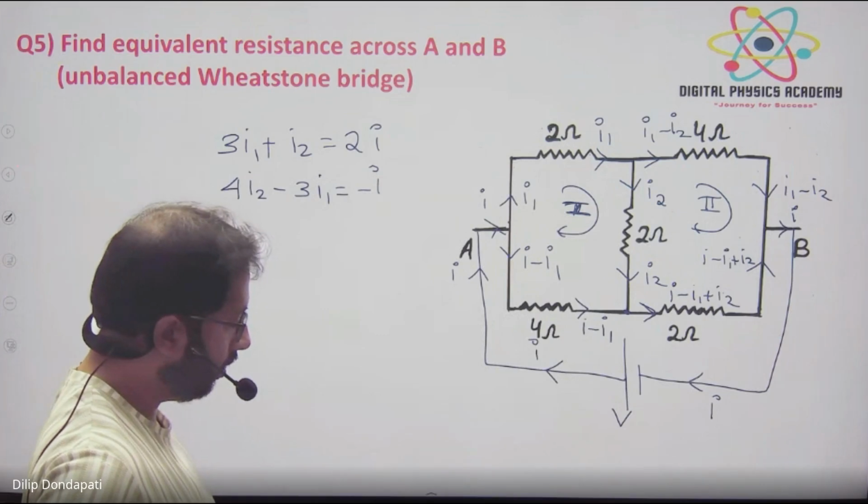Sir, I1 is equal to minus I by 3. I1 is equal to minus I by 3. No.